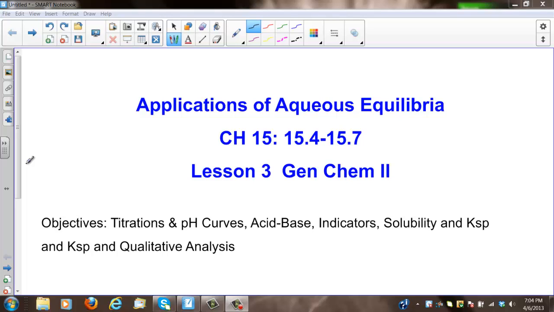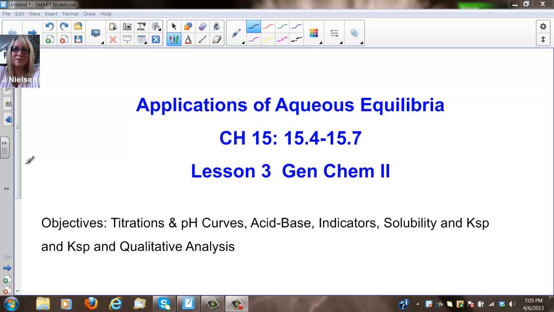Okay, this is Applications of Aqueous Equilibria. This is the last part of Chapter 15. It's going to cover sections 15.4 through 15.7. In this lesson, we're going to talk about titrations and pH curves, acid-base indicators, solubility, and Ksp and qualitative analysis.